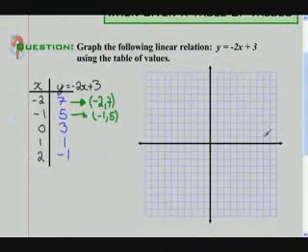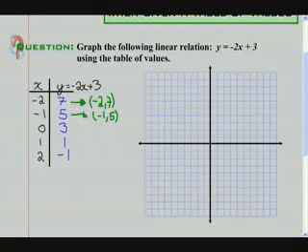is create our axes. We're going to remember to fully label our axes. The x-axis, the y-axis, and we're going to include a scale.